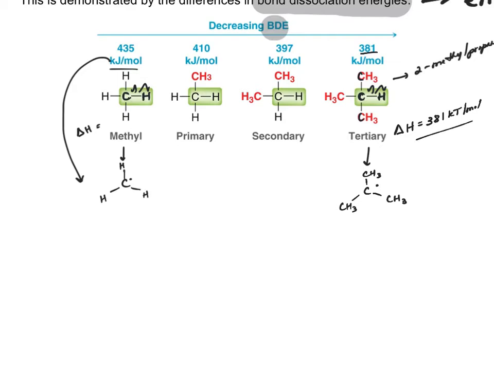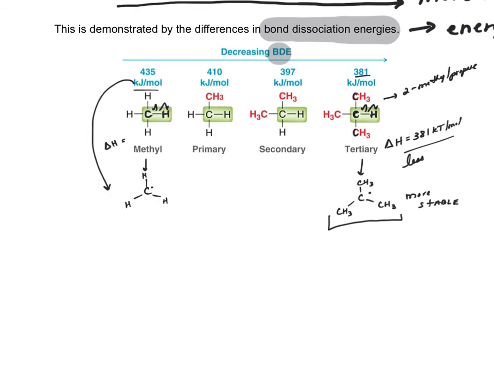Overall, less energy is required to break that same bond because the product we're forming is more stable. This is how we know that tertiary radicals are more stable than secondary, than primary, and so on: the bond dissociation energy gives us an idea of the stability of the product we're forming. This is the easiest bond to break. It requires less energy because our product overall is more stable.